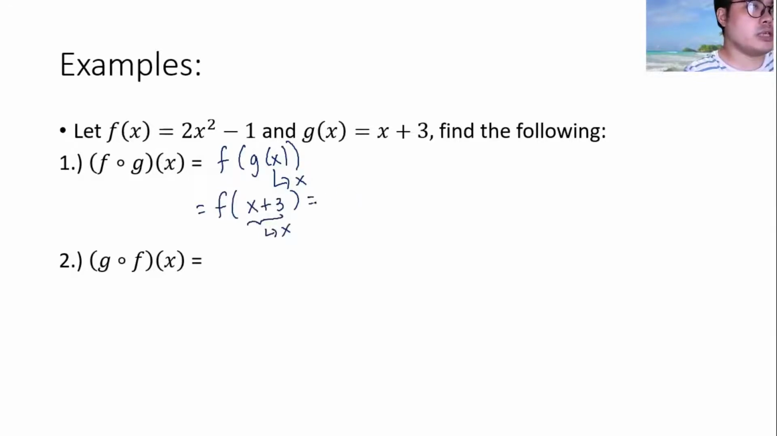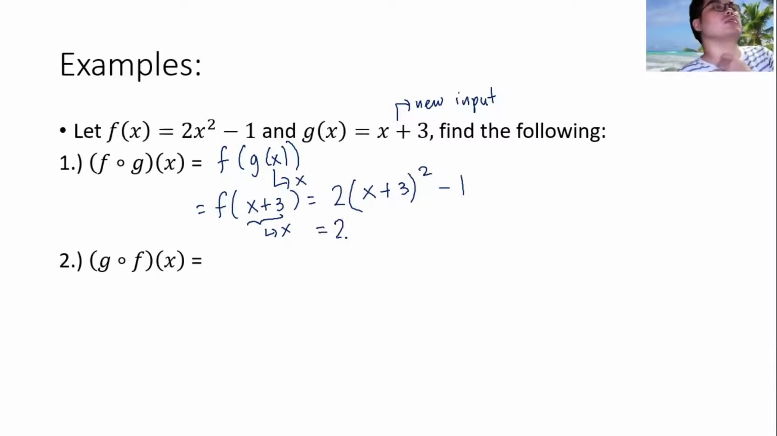You're going to substitute here. This is now your new input or independent variable. Your x will be replaced by x plus 3, then squared, minus 1, instead of 2x squared minus 1, because your x is being replaced by x plus 3. Then you're going to simplify by finding the square of this binomial, using the FOIL method.